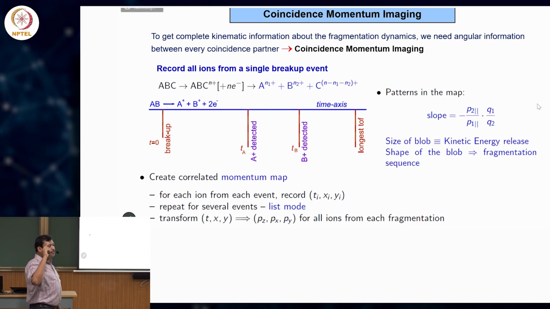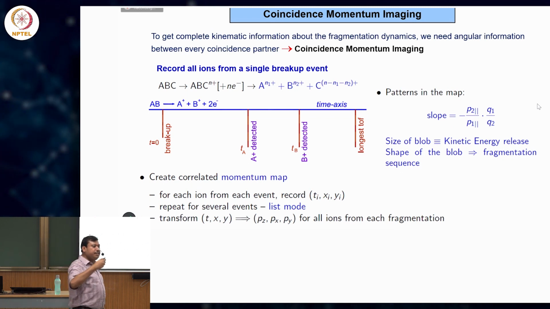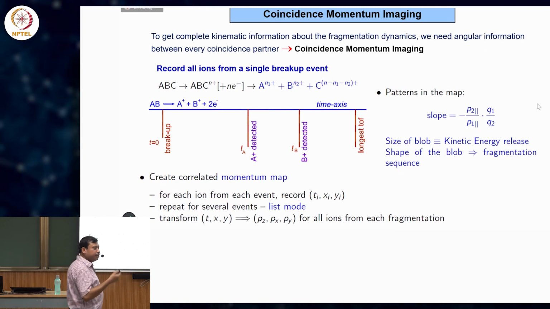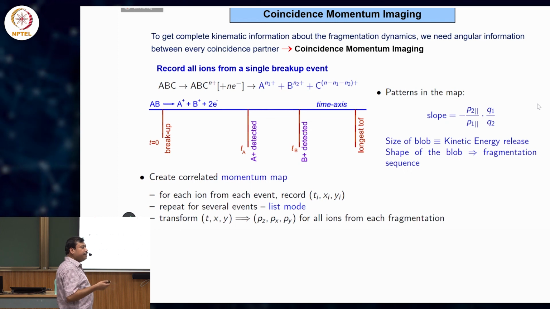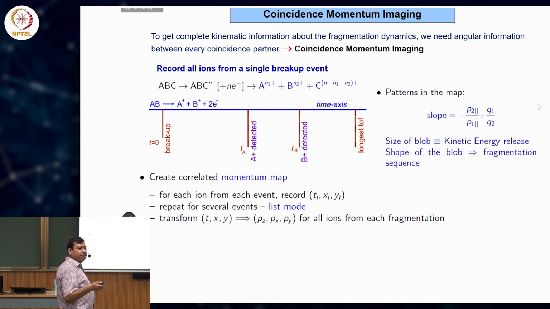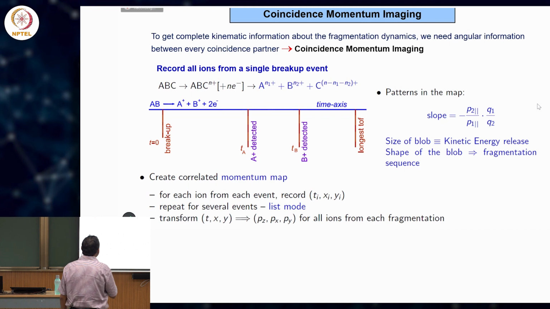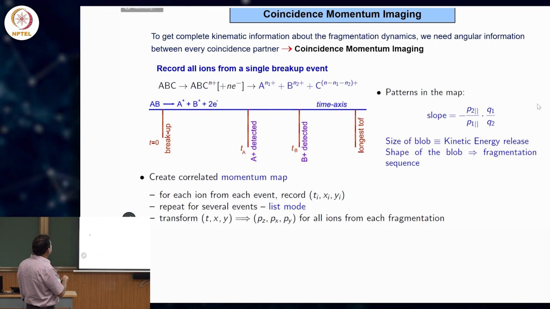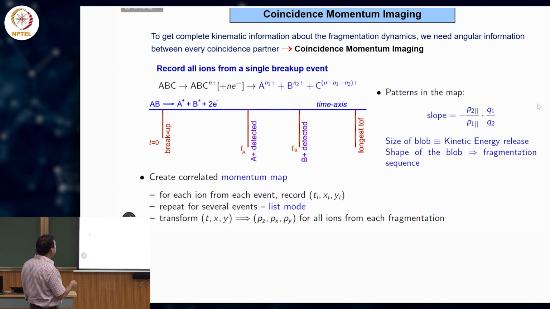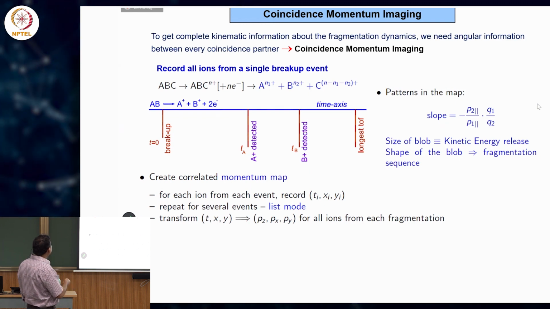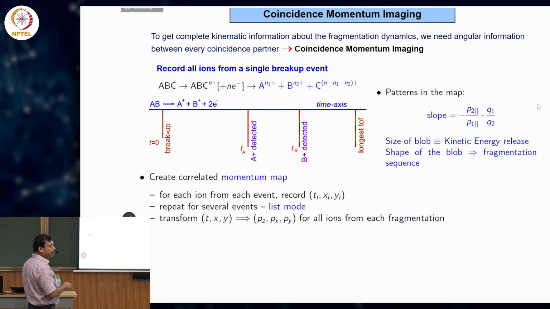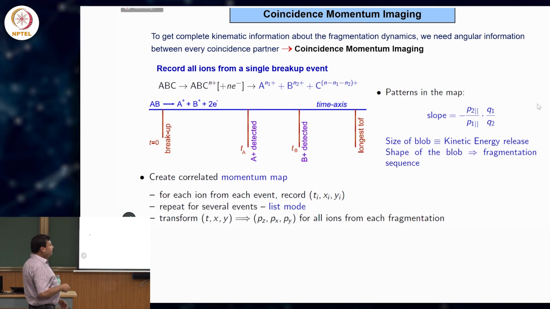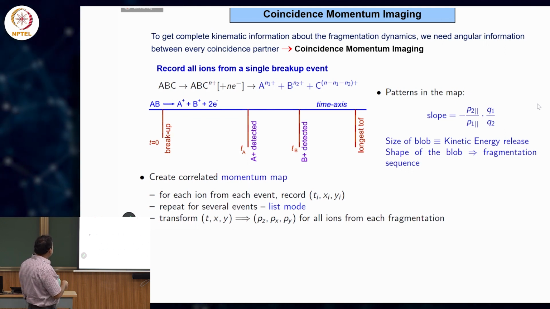So this I was telling from the first time, why do you need event by event? A single molecule breaking and detecting every molecular fragment, because what you need at the end of the day is a coincidence momentum imaging. To get a complete kinematic information about the fragmentation dynamics, we need angular information between every coincidence partner. So how can you do that? This is like recording all ions from a single breakup event.